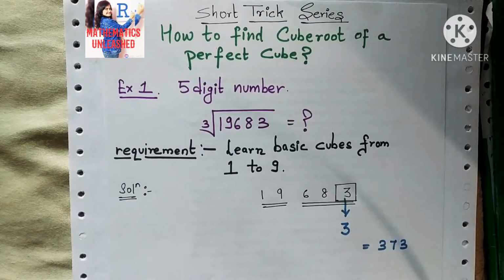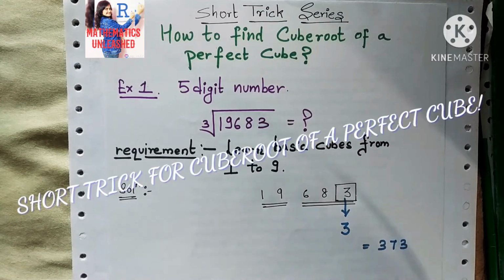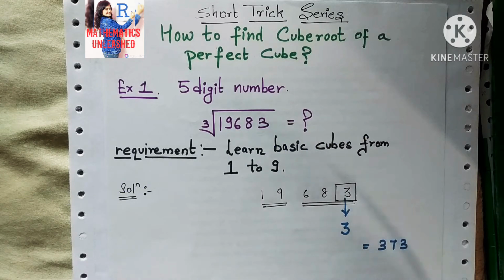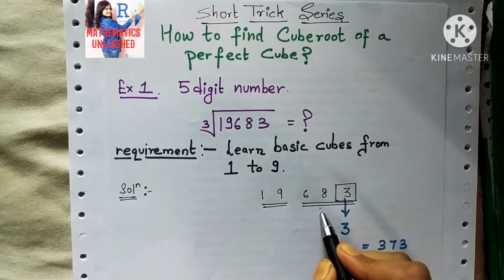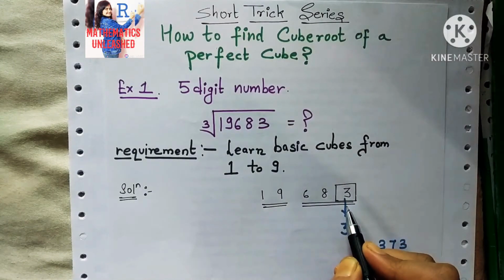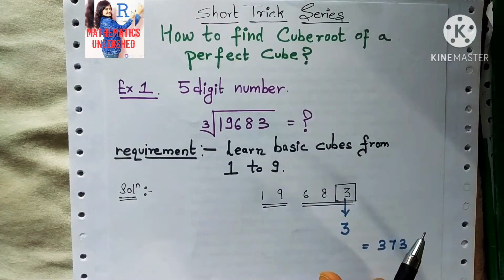Hello students, as I have said, I will show a short trick on how to find the cube root of a perfect cube. So let us start with the first example. It is a 5-digit number, 19683, and we have to calculate the cube root.